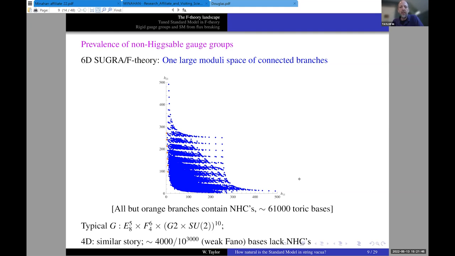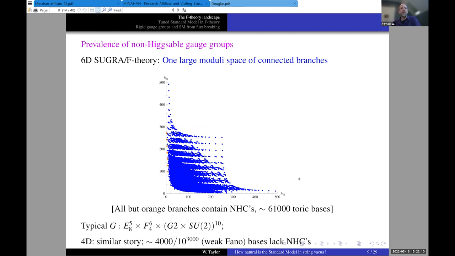I believe that it does, in part because the story is so similar for the 6D theories with 8 supercharges to the 4D theories with 4 supercharges in terms of these rigid gauge groups that are forced on you, that I suspect when we really understand non-supersymmetric vacua of string theory in an equally systematic way, we will also have these kinds of rigid gauge groups forced on us there as well.